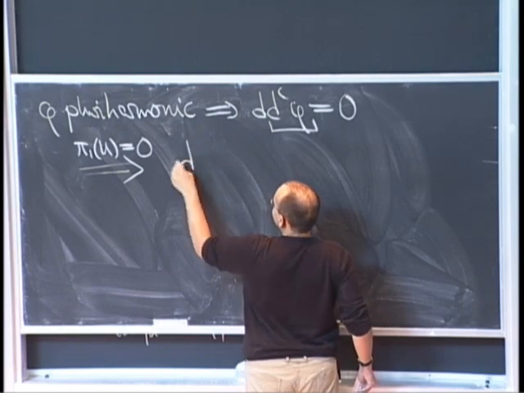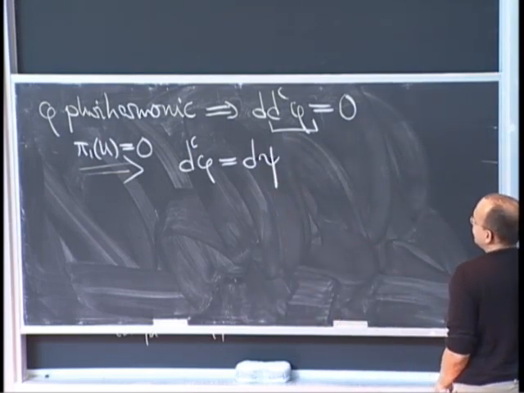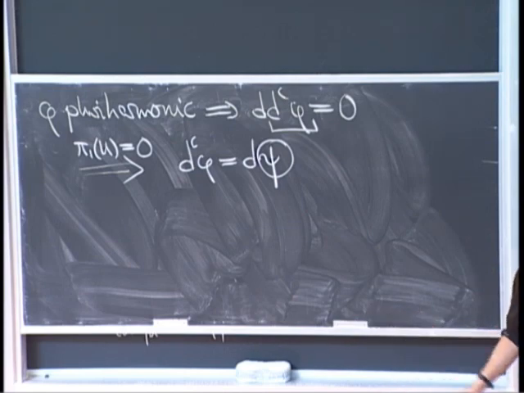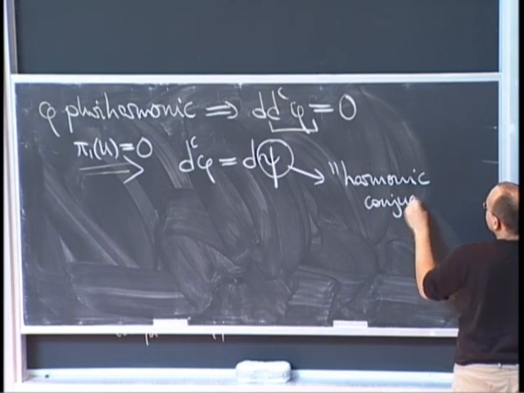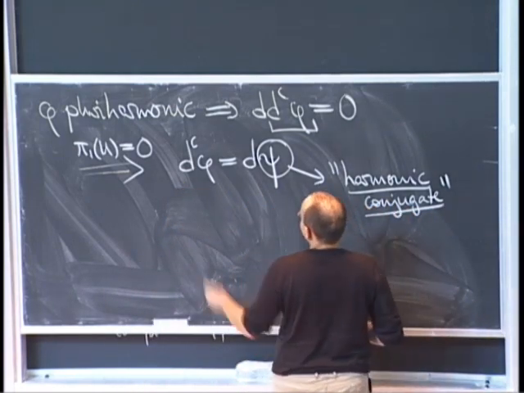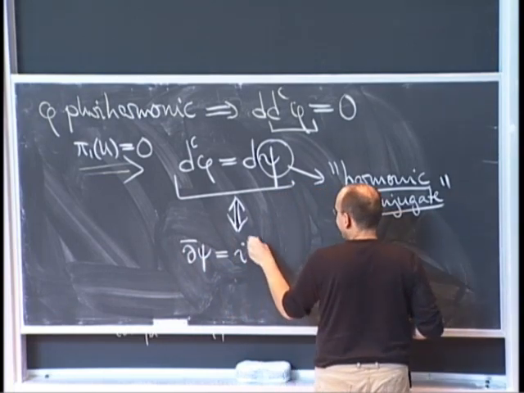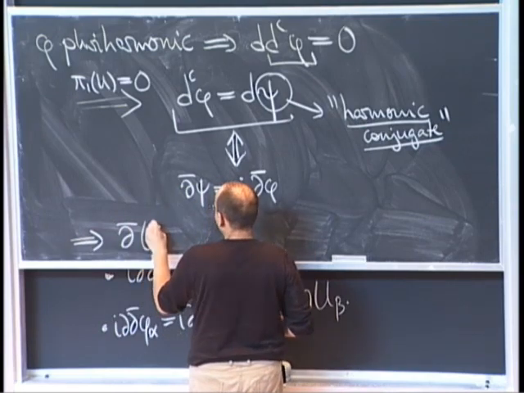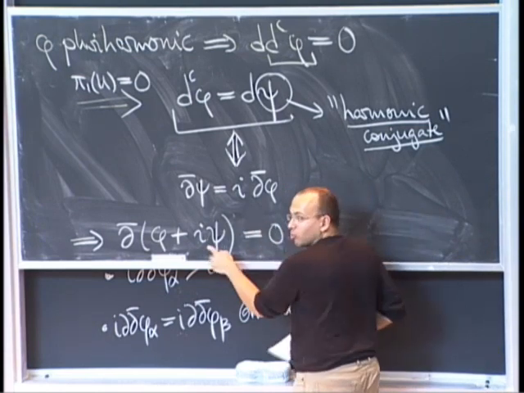So d^c phi can actually be written as d psi, maybe. And then this is a harmonic conjugate. If you write out what I'm doing here in complex dimension 1, in the plane, that's just the construction of harmonic conjugates. This condition, if you rewrite it in terms of del and del bar, is just saying that del bar psi is i times del bar phi. And then del bar of phi plus i times psi is 0. So that's a holomorphic function.